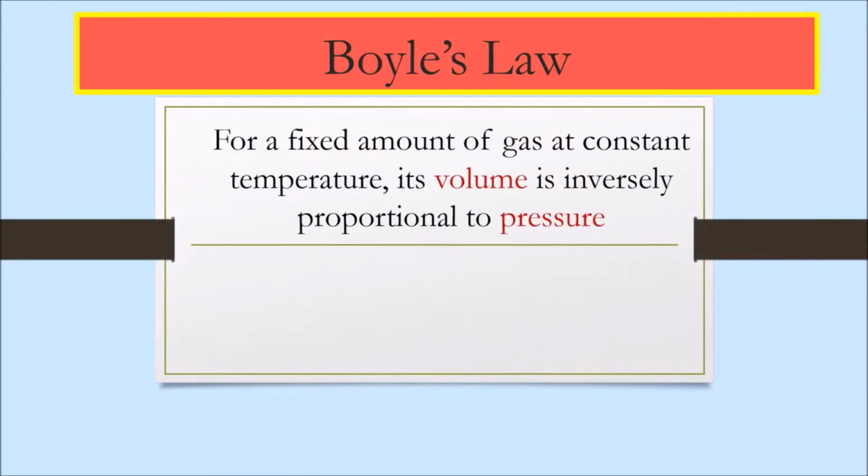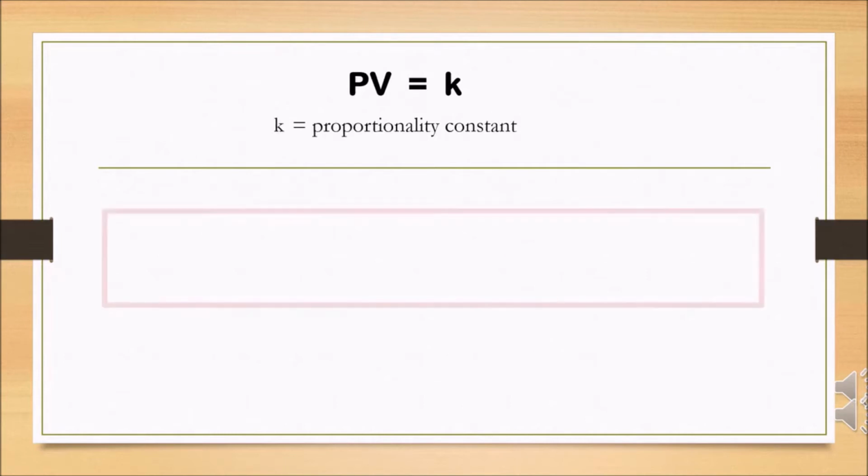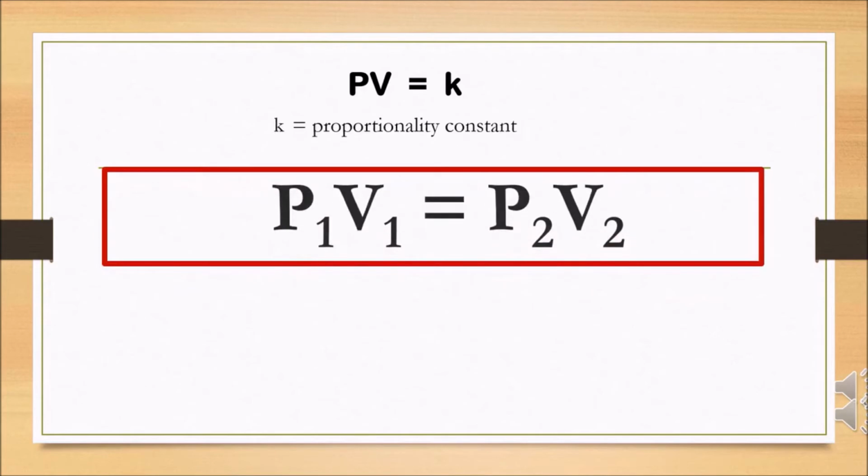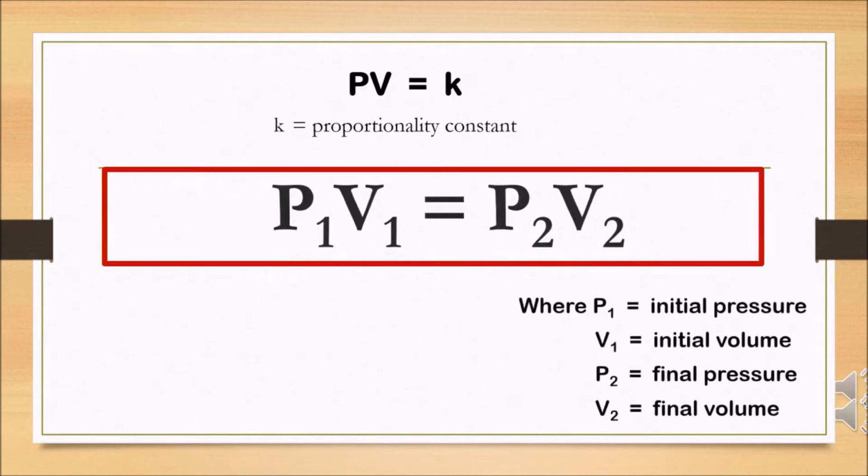Now, let's continue with the gas laws. The first one is Boyle's law. When the number of moles of gas and temperature are constant, volume is inversely proportional to the pressure. The general relation between volume and pressure is PV equals k, where k is the proportionality constant. So, at different pressure and volume, we will get P1V1 equals P2V2.